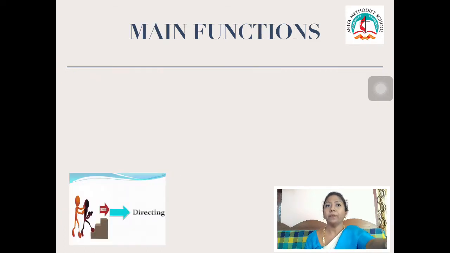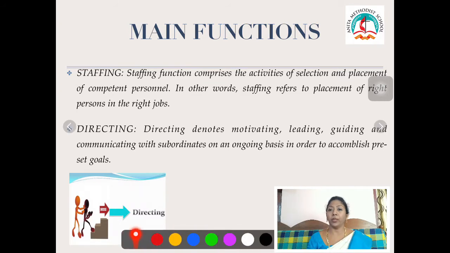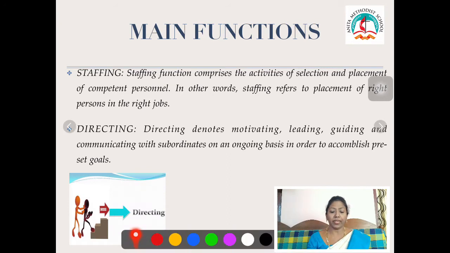Next we will see staffing. First we have planned, next we have given them the work to do. Next we have to see who is going to do the work and how they are going to do the work. So staffing is an important function because it means placing the right person for the right job. Staffing comprises the activities of selection and placement of competent personnel, who will do that work, where we are going to achieve the organizational goals. Staffing refers to placing the right person in the right job.